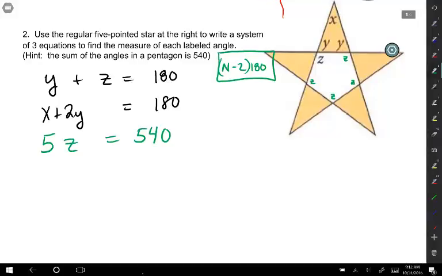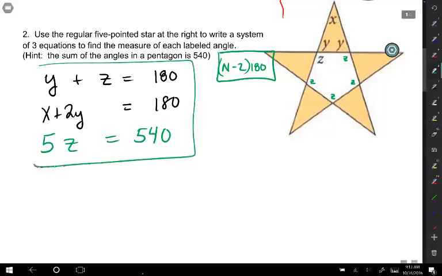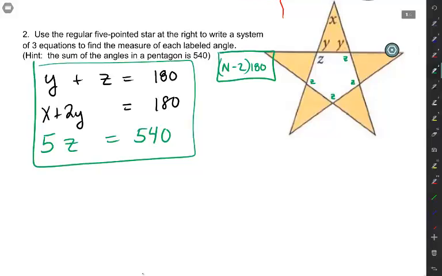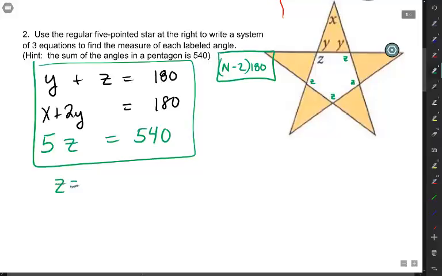All right, so talk to me here. I have 3 equations. I have 3 variables. Give me any suggestions as to how to attack it now. What do you think? Go, Paul. Get z by dividing 540 by 5. Okay, so we're going to get z by dividing 540 by 5. All right, so let's divide that. So z equals 108. Okay.